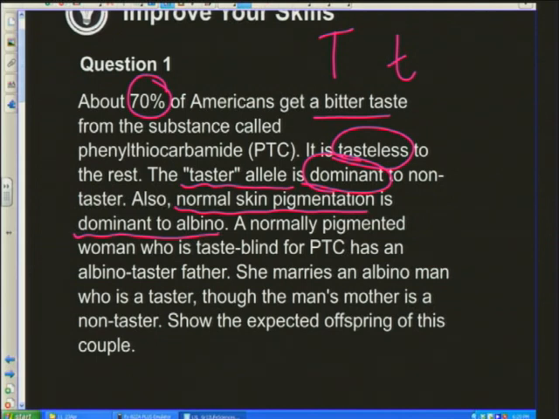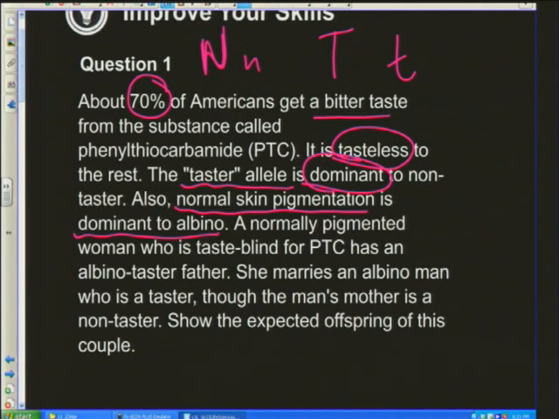Normal skin is dominant to an albino. Now, remember, we're saying that normal skin is dominant. We could use N, or any other letter, capital N, small n, whatever we want to use, capital S, small s. It's not very nice to use capital S and small s because they look too similar and it can cause problems. So let's take that one out. But we'll come to our problem just now.